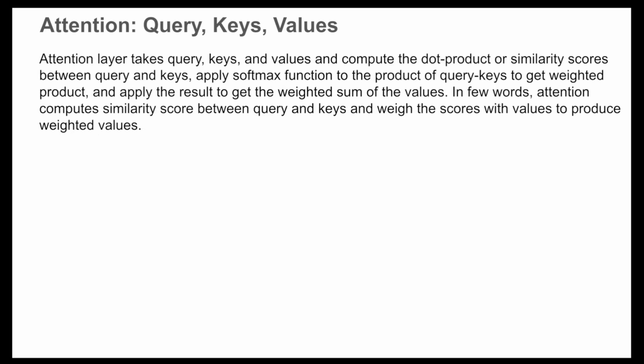So the attention layer takes query, key, and values, and then computes the dot product, or similarity, between query and keys. It applies softmax to the product of query and key to get a probability distribution of the dot product, and then applies the result to get the weighted sum of the values. So in a few words, attention computes a similarity score between query and keys, and then weights those scores with values to produce weighted values.